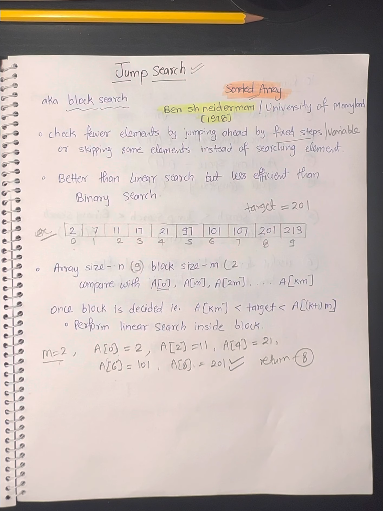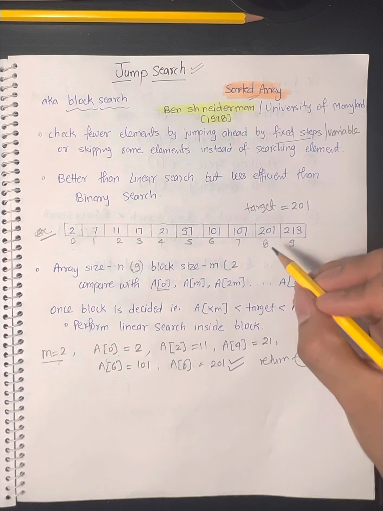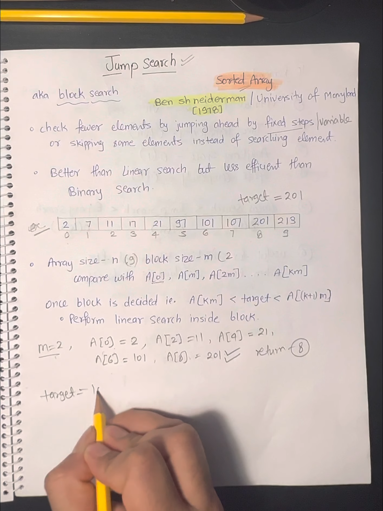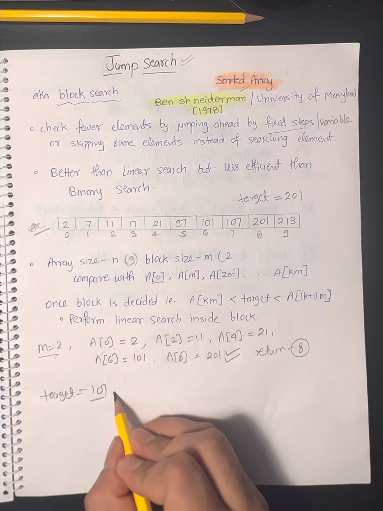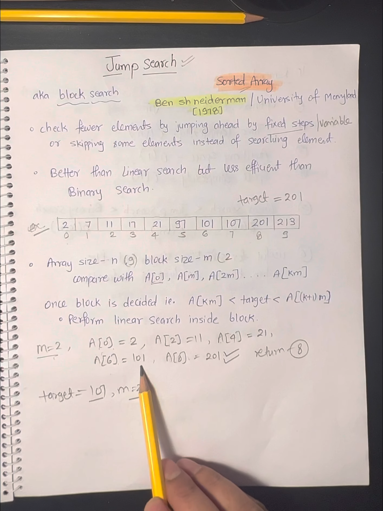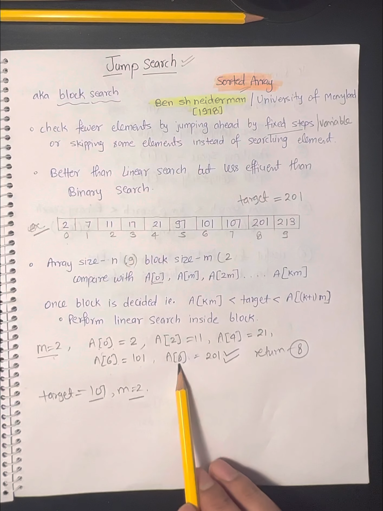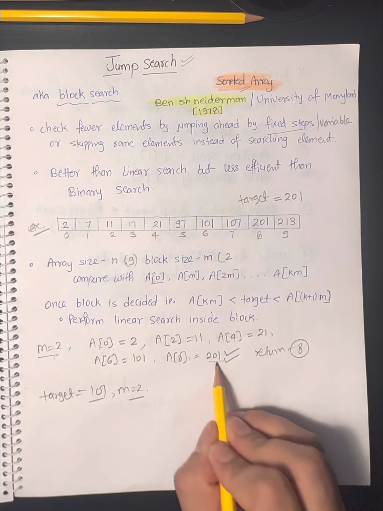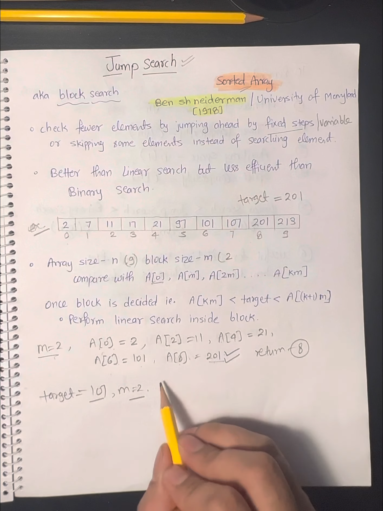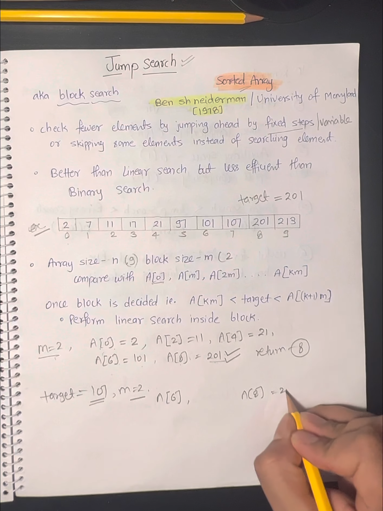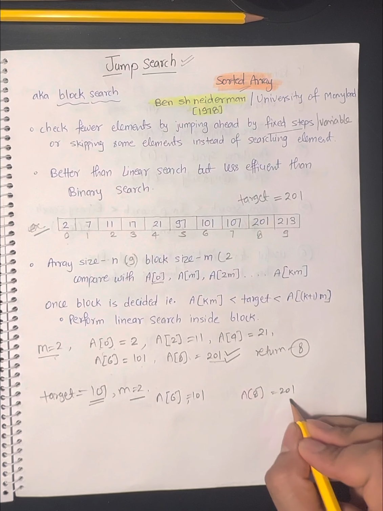So what if the target is 107 in this case? We'll start with m equal to 2. We'll check 0, 2, 4, 6; 101 is less than 107. We move ahead, we get to a[8], and we find 201. The moment we find that a[8] is 201, which is more than the target we are looking for, we decide the block. The last block we checked was a[6]. In a[8] we found the value 201, which is more than our target value.